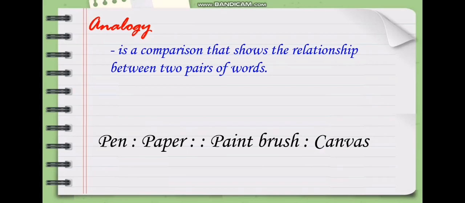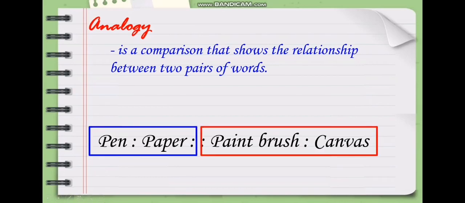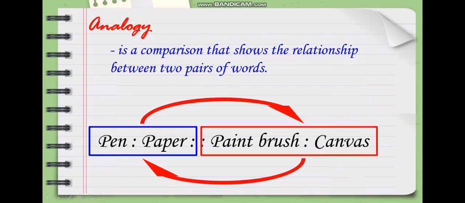It is said that analogy is a comparison that shows the relationship between two pairs of words. Meaning, in analogy, there are pairs of words in which the words in a pair are related to each other, and we use them to compare to another pair. For example, we have a set of analogy here like pen is to paper, as paintbrush is to canvas.